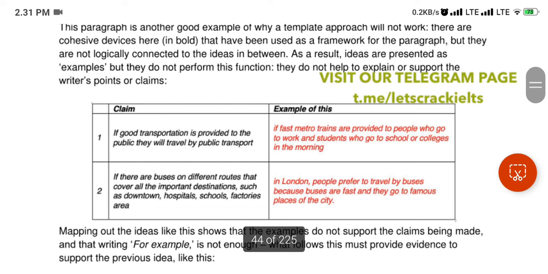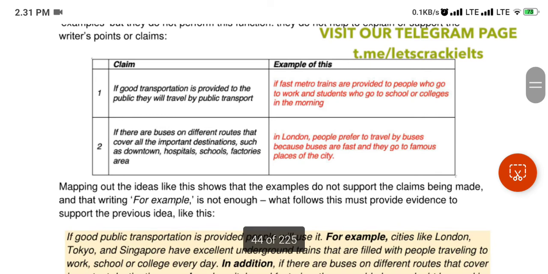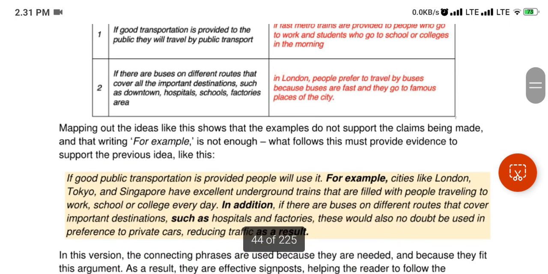Claim: if good transportation is provided to the public, they will travel by public transport. Example of this: if fast metro trains are provided to the people who go to work and students who go to school or colleges in the morning. If there are buses on different routes that cover all important destinations such as downtown, hospitals and factories area. In London, people prefer to travel by bus because buses are fast and they go to famous places of the city.